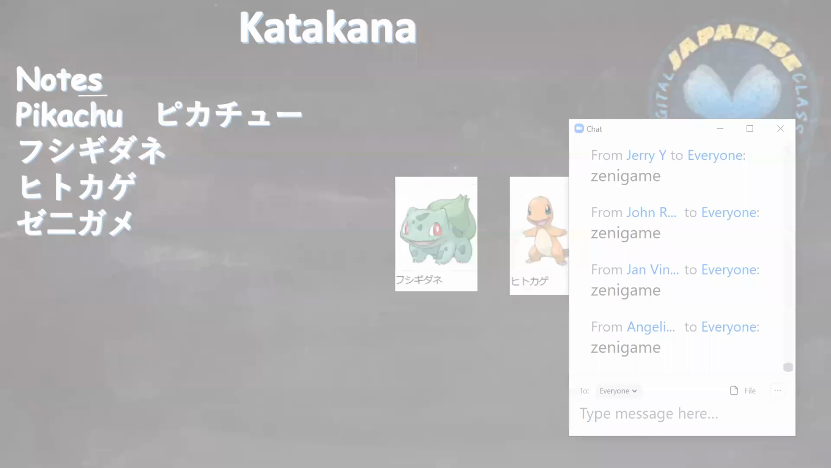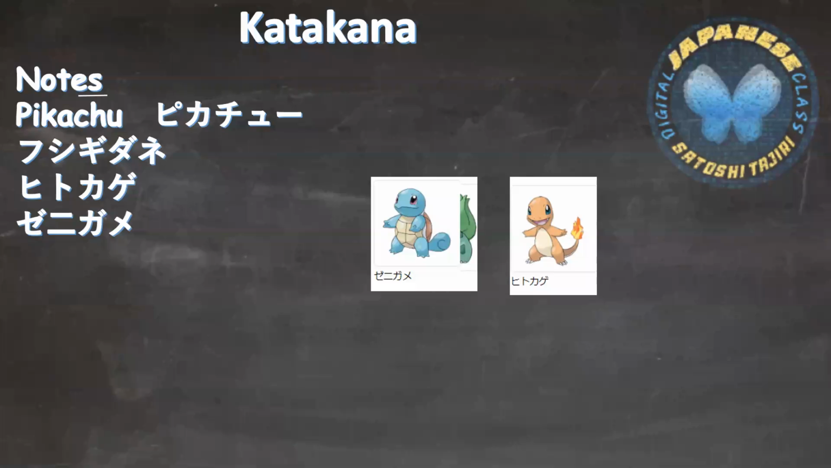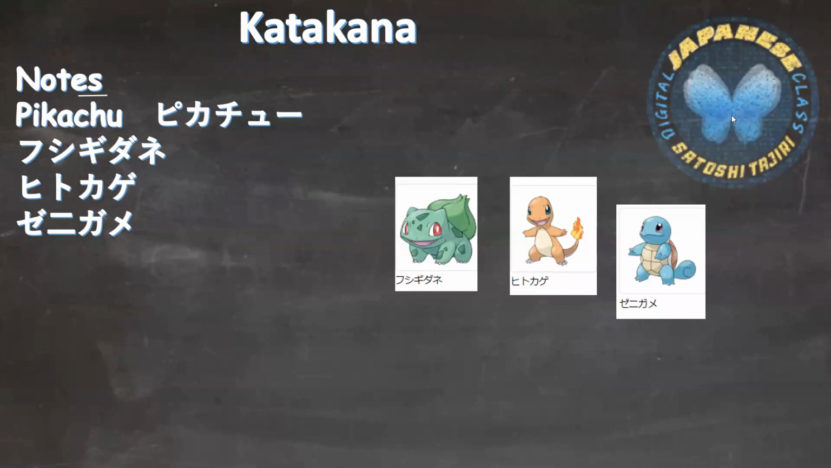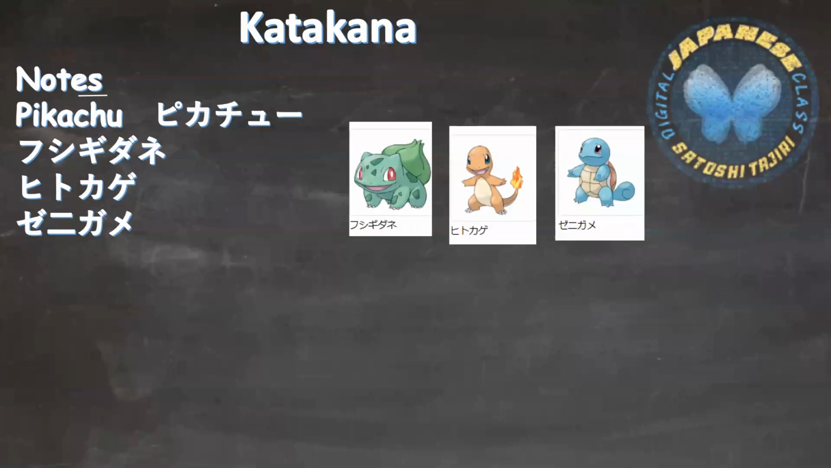Okay, Squirtle. So we have our Zenigame here. So we have our Squirtle, Zenigame. Okay. Next one, let's have our word. Okay, how to read this one?